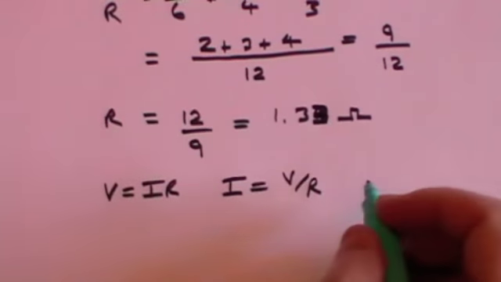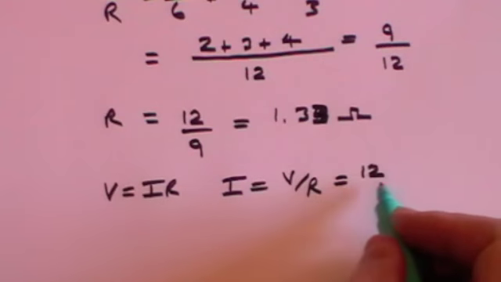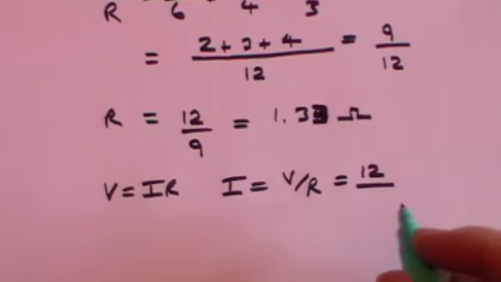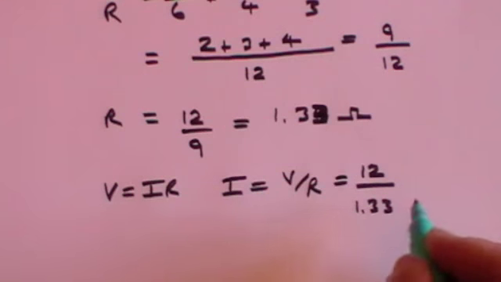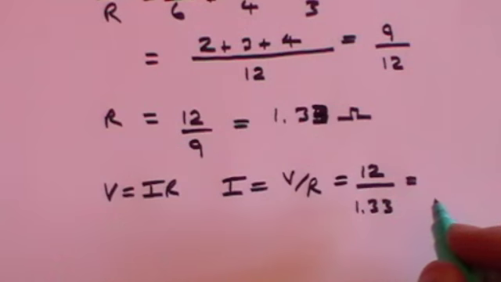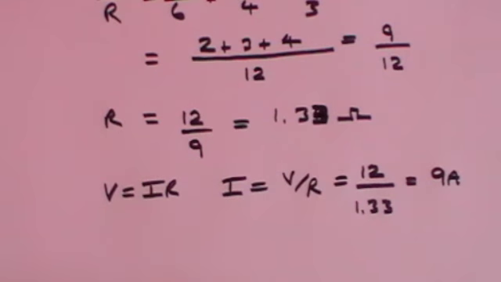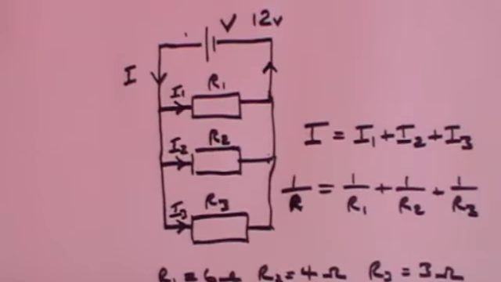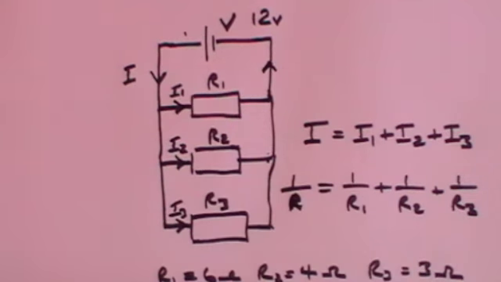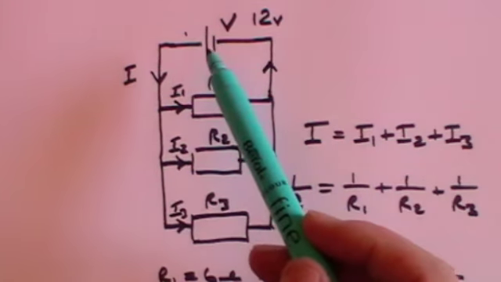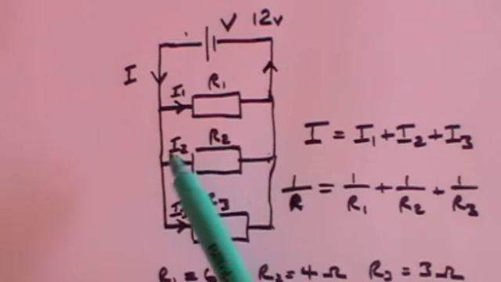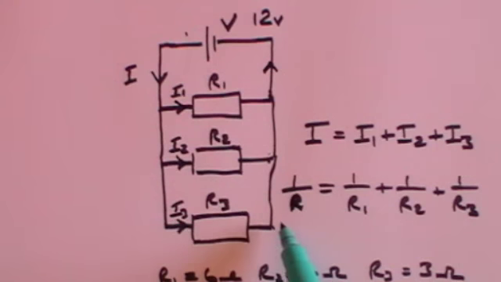So the current is going to be the battery voltage, which is 12, divided by the resistance, which we just calculated, 1.33. 12 divided by 1.33 is 9 amps. So the total current flowing from the battery is 9 amps. But what is the current flowing through each limb? Well, again, it's Ohm's law, V equals IR. In this case, V is always 12 because the total battery voltage is across each of the resistors.